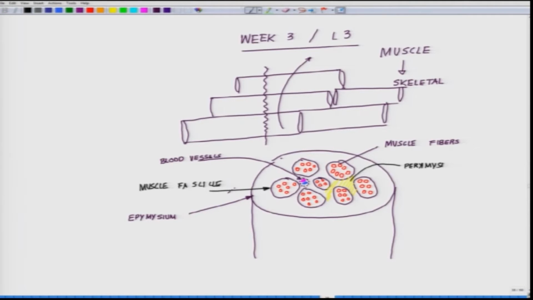Perimysium. So, this is the overall cross geometry of it, and if you look at it a little further, you will see a lot of further finer details if you pick up any of these muscle fibers. Say for example, I pick up one of these muscle fibers.